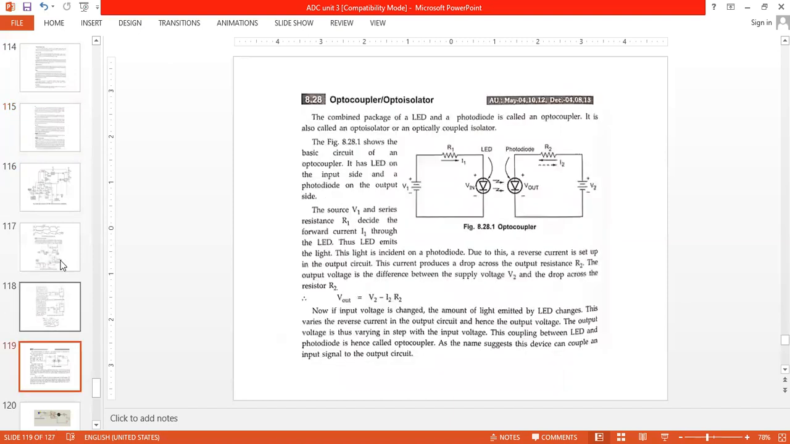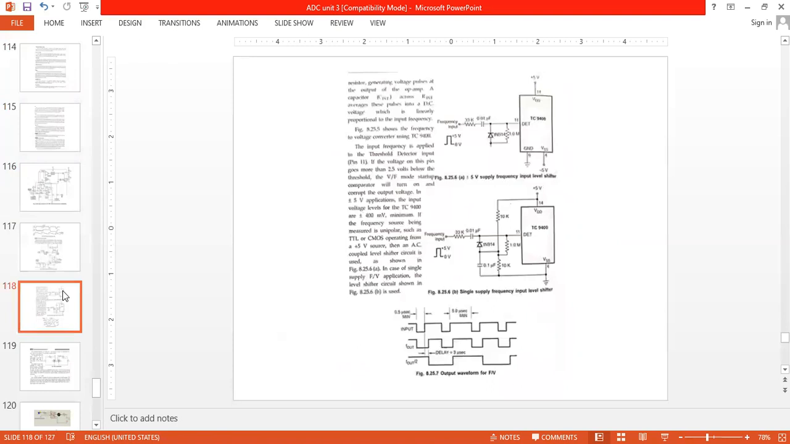So these are the two models used at different levels for applying the frequency to voltage and voltage to frequency converters.